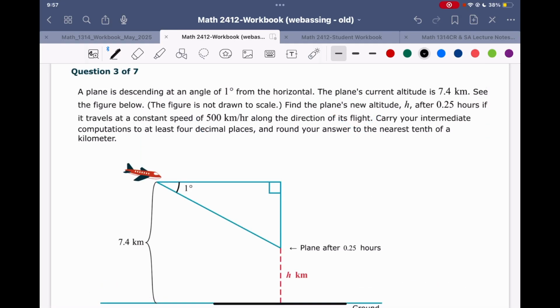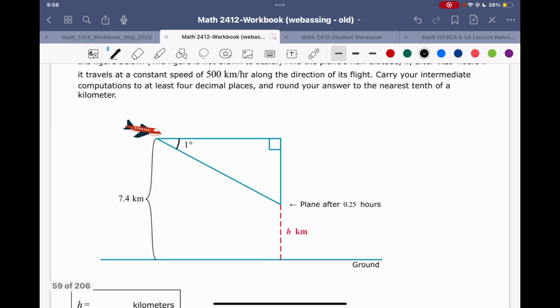Angle 1 degree from the horizontal. The plane's current altitude is 7.4 kilometers. See the figure below. Find the plane's new altitude h after 0.25 hours if it travels at a constant speed of 500 kilometers per hour along the direction of its flight. Carry your intermediate computations to at least 4 decimal places. Round your answer to the nearest tenth of a kilometer.